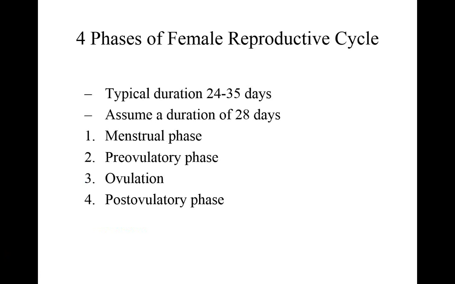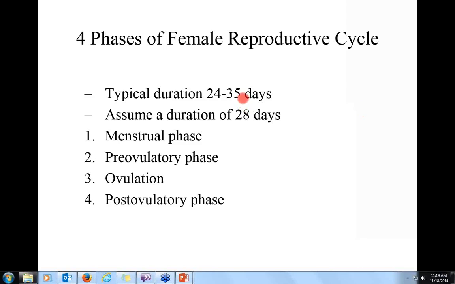And there are 4 phases of the female cycle. Female cycles vary from female to female, so that's not abnormal at all. But we're going to assume here 28 days for the sake of clarity. Again, this is a pretty broad range of days, and it does differ for each female. But the 4 phases are the menstrual phase, preovulatory phase, ovulation, and then the post-ovulatory phase. So let's talk about each of these phases.